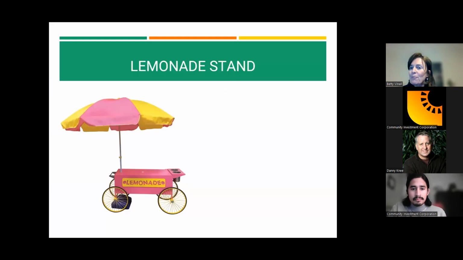If you were here for our profit and loss presentation, you know that we have a sample company, which is a lemonade stand. So we're going to work through the balance sheet using the same lemon stand as our trial company. First, we're going to talk about the assets of our lemonade stand.